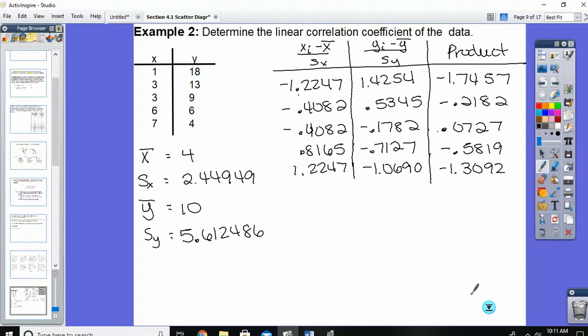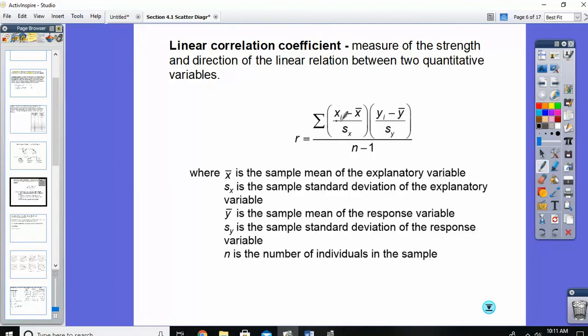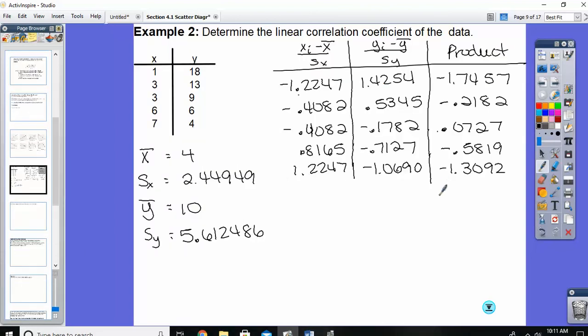So the formula that we're using here says we have those products. We've done that. Now we need the sum of all of them. So I need to add up this column.